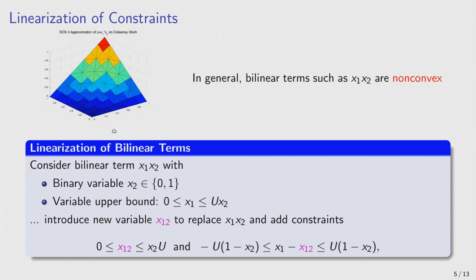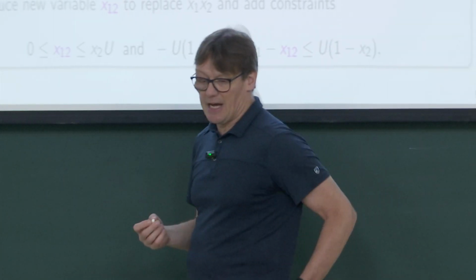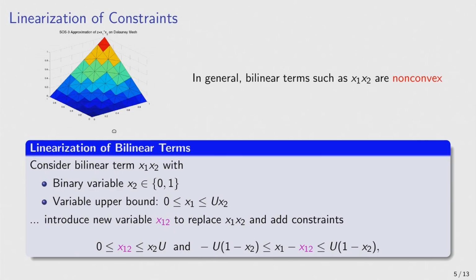So this is quite important. The second modeling trick is, we were talking yesterday that it's better to have convex or linear constraints, and so here's a little trick that shows you how to get from a non-convex expression to a convex one. So we start off with this bilinear term x1 times x2, and I'm going to assume that my second variable here, x2, is a binary variable.